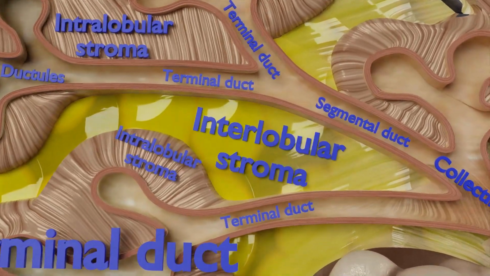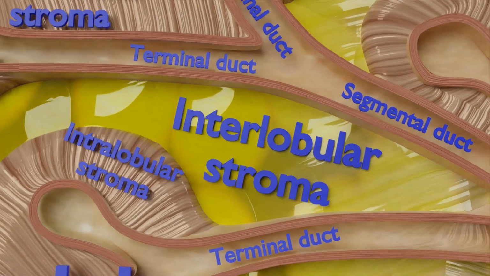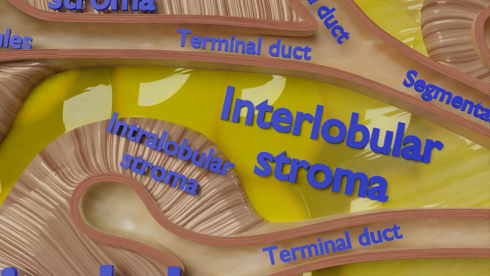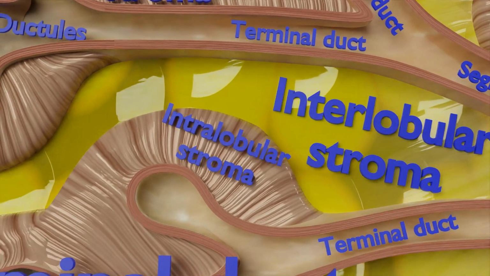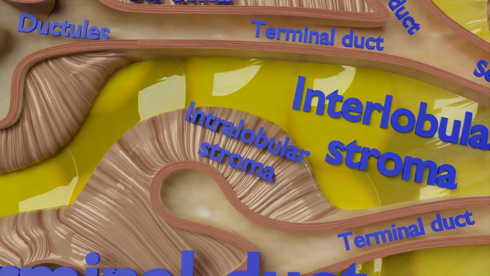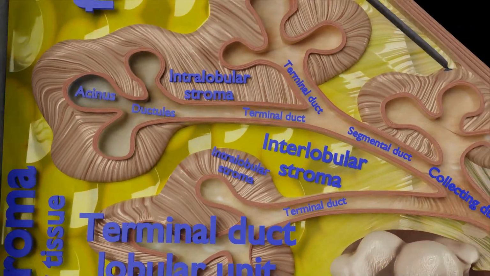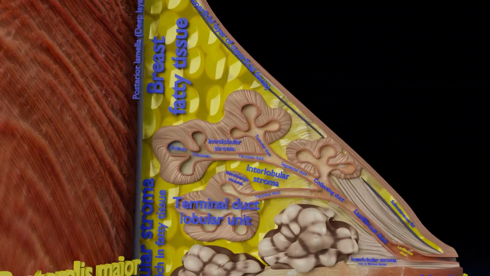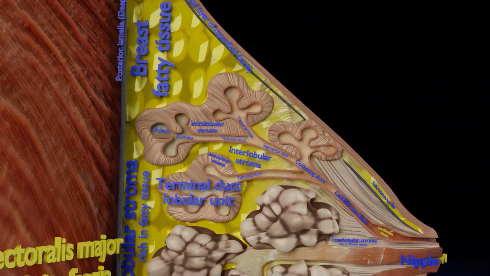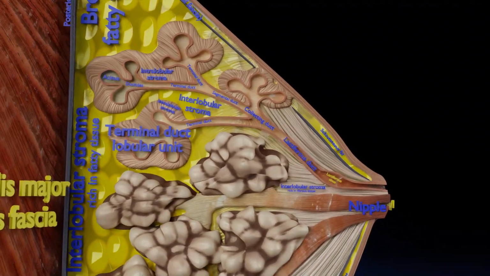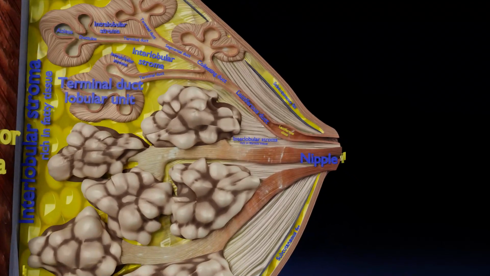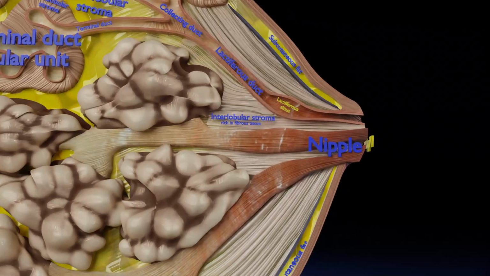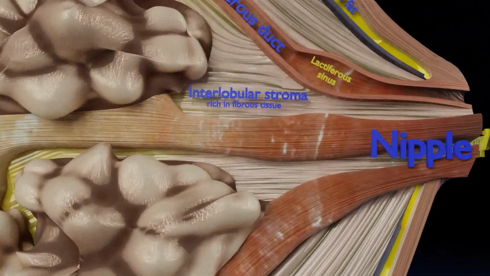The interlobular stroma separates one lobule from the other and is composed mainly of adipose tissue and some loose connective tissue. The intralobular stroma encloses each lobule and its acini and ducts and is chiefly made of loose connective tissue. The stroma around the glands is more fatty and around the duct it's more fibrous. You can appreciate the more fibrous nature of the intralobular stroma now.